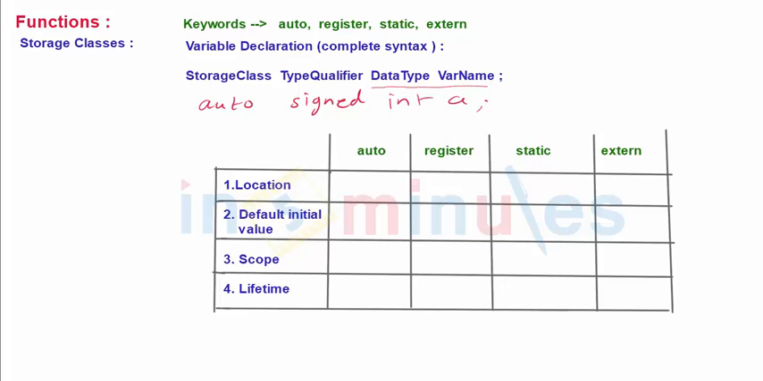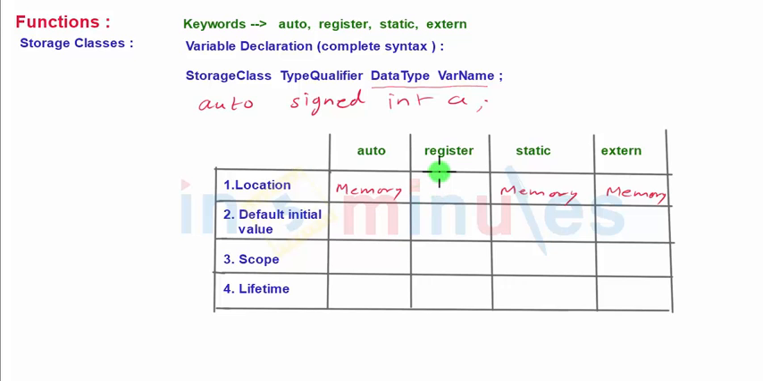Let's see first the very simple part of these storage classes, that is location. All the variables except for register variables are created in memory. So location is memory. So auto, static and extern variables are defined in the computer's memory, that is RAM, random access memory. The register variables are defined in the registers of the CPU.